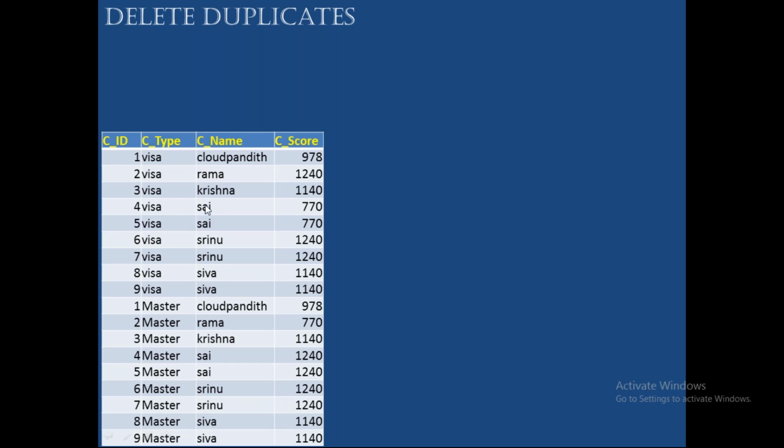As I discussed, here we have one, here we have one, here we have one, three. Here we have one, one, one, three. 3 plus 3, a total of 6 duplicate records we have. So to find these things, I'm writing a query, you see here.